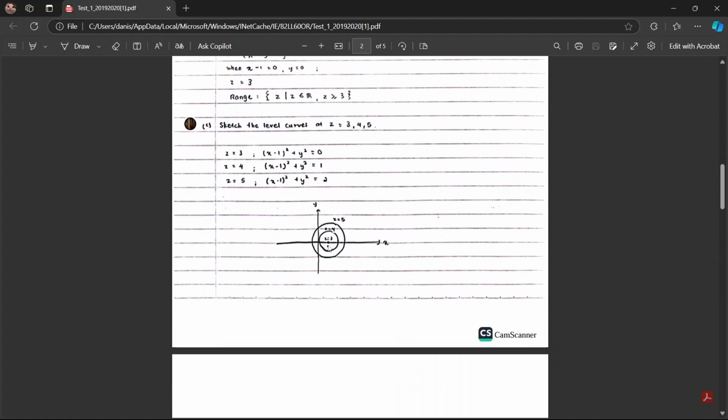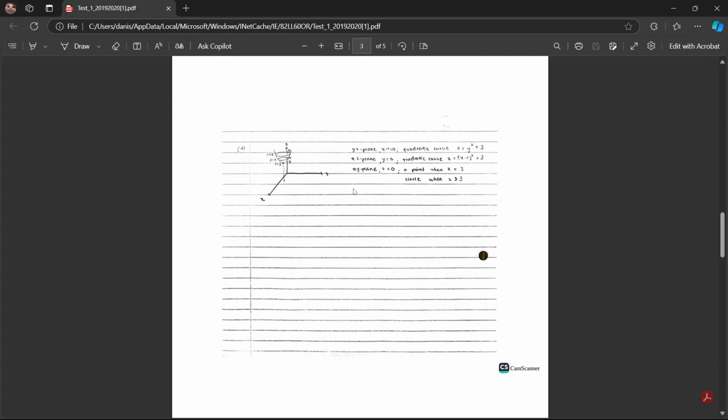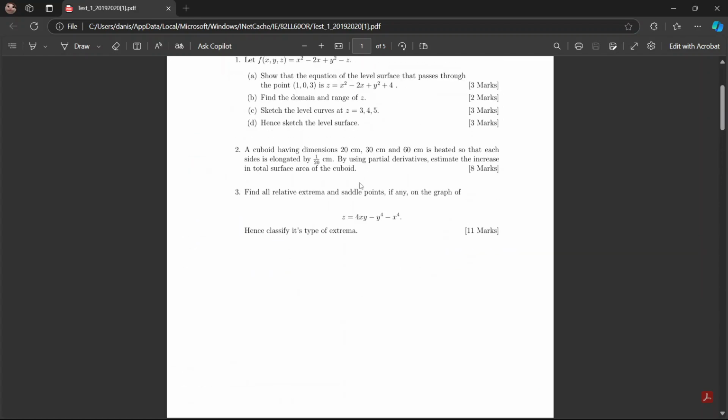So as you can see, when z equals 3, it will be a point at (1, 0). But when z equals 4, it will be a circle, and for z equals 5, it also will be a circle. So that was the third part, and the fourth part is to sketch the level surface.